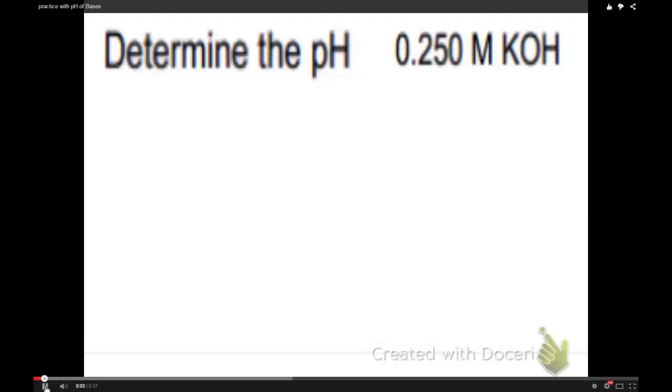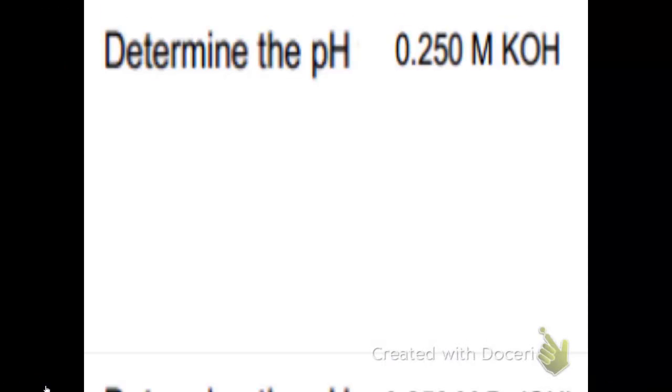I'm going to take a look at determining the pH of 3 different bases. All have the same molarity, but they're different types, and we'll take a look at what we do differently for each of those. So be careful. Whenever you're told to find the pH of something, the first thing you have to determine is whether or not you're given an acid or a base. Obviously we have a base here because it's got the hydroxide. And then we have to determine whether it's strong or weak.